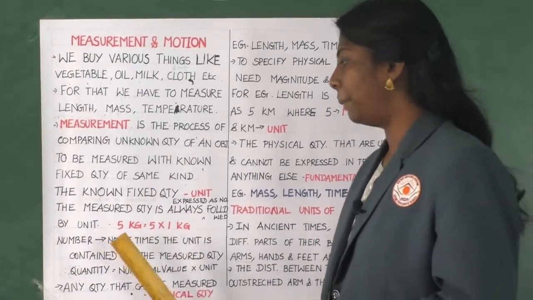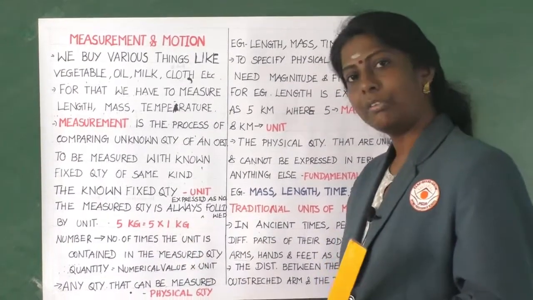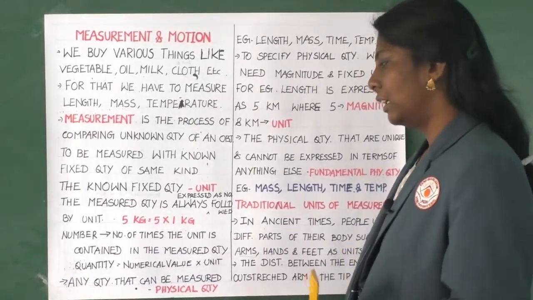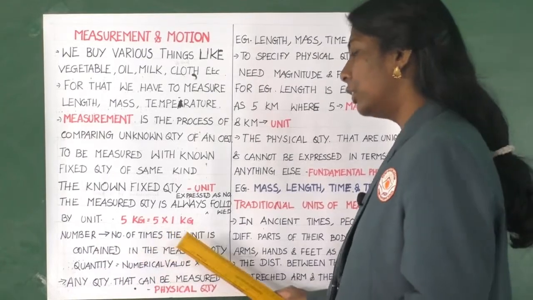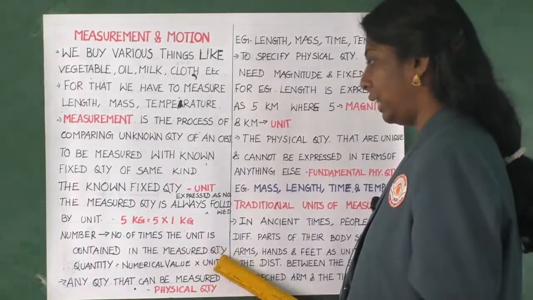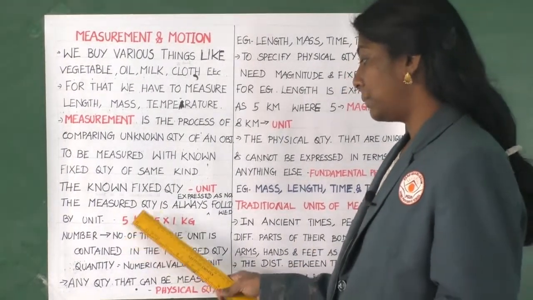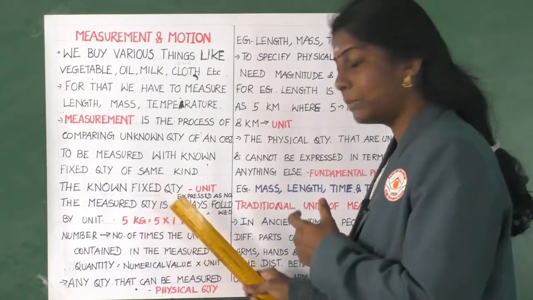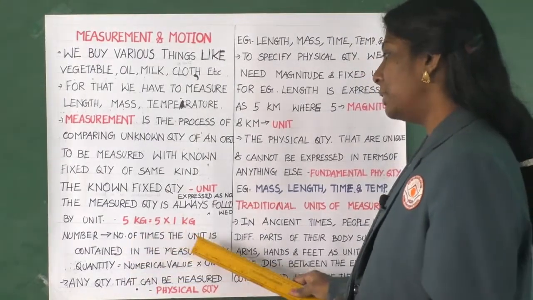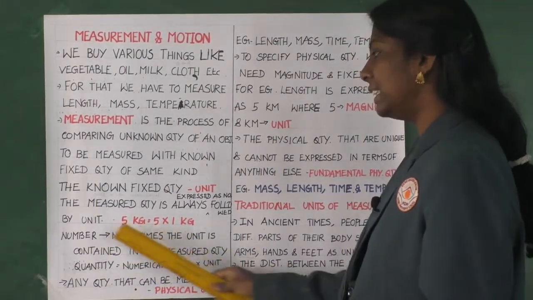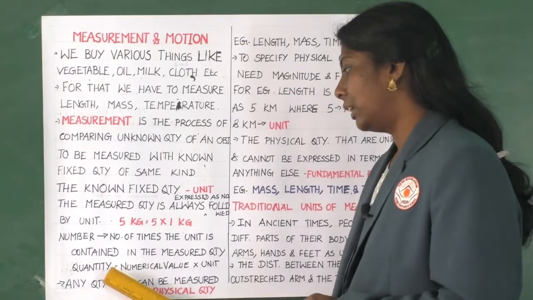What is this? For example, 5 kg. 5 into 1 kg. Is it not? Yes. Now this number 5 is nothing but the number of times the unit is contained in the measured quantity. So if we have taken 5 kg, it denotes that 5 times the 1 kg measurement is there. Is it not? Yes. So the number of times the unit is contained in the measured quantity is the number 5 or any x.